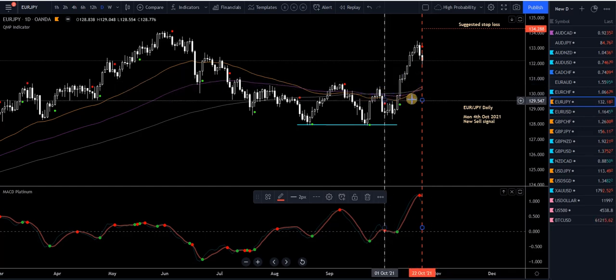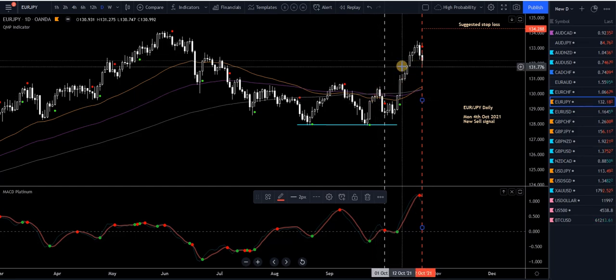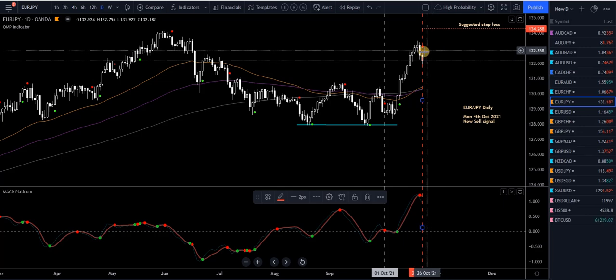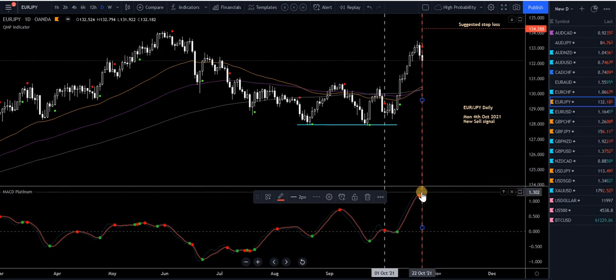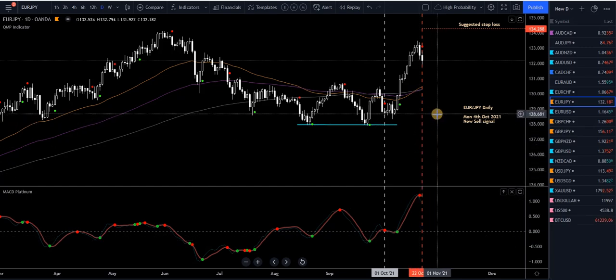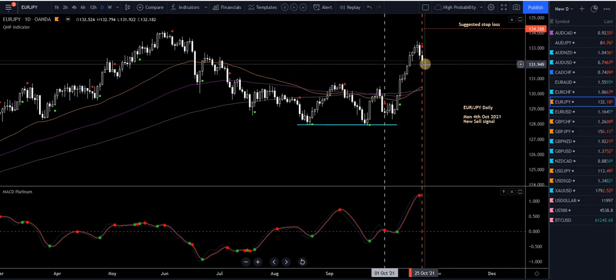Now, the MAs are super tight, super close. Looks like they're starting to spread to the upside. Look at market structure. It's a higher high. It's probably a high-risk trade, but the MACD Platinum's a long way above the zero level, so to me that's a good option. So yeah, on Monday I'm taking a sell trade on the Euro Yen.